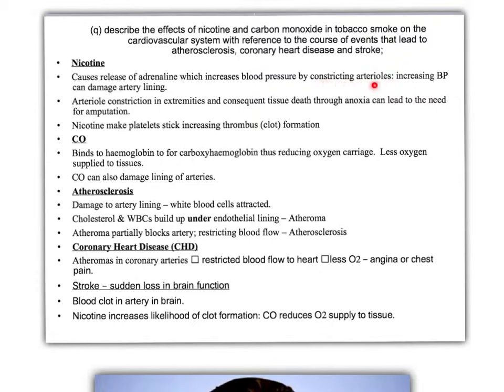The diameter of these arterioles gets smaller, and obviously that decreases the volume of the circulatory system, which increases the blood pressure. That increase in pressure can cause damage to the endothelial cells that line the arteries. In the extremities, so in arms, legs, limbs, etc., arterial constriction can cause tissue death because the tissues don't get enough oxygen, and that's called anoxia, and that can lead to the requirement of amputation of limbs for people that are long-term smokers.